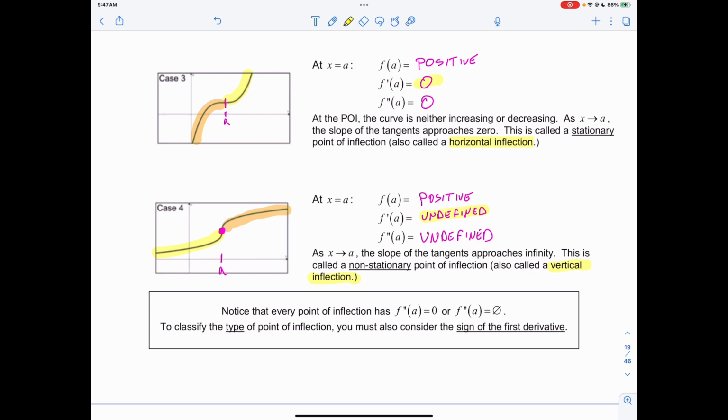Notice that every point of inflection is either going to occur when the second derivative is equal to 0 or the second derivative does not exist or is undefined. To classify the type of point of inflection, you must consider the sign of the first derivative. What is happening with the first derivative to define and classify that point of inflection?